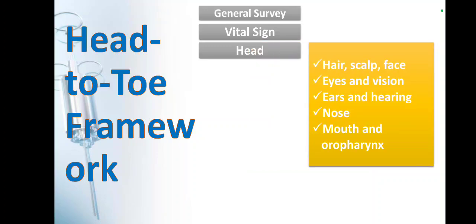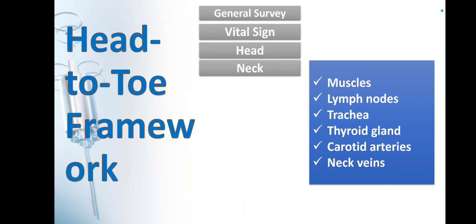You check for the hair, the scalp and face of the patient, their eyes, ears, nose, mouth, and oropharynx, or any organs that are located in the head. After the head, you proceed to the neck. You check for the neck muscles, any lymph nodes, which are specifically in the neck area, the trachea, the thyroid gland, the carotid arteries, and neck veins.